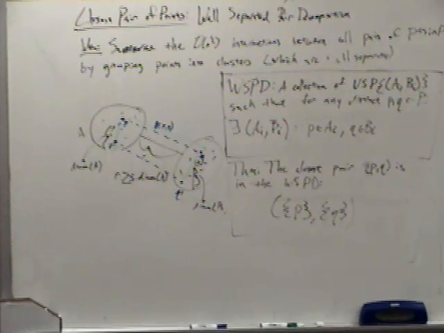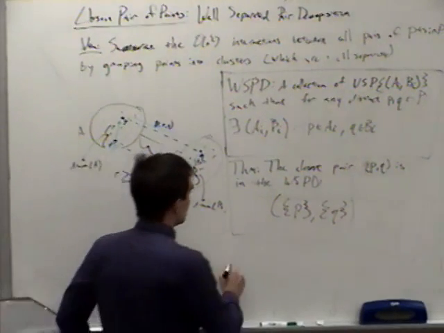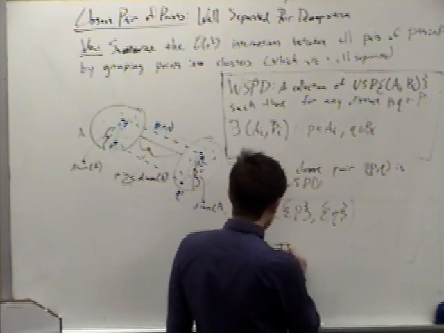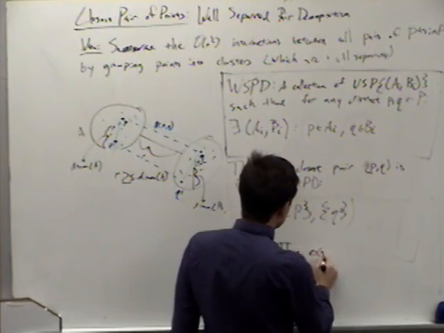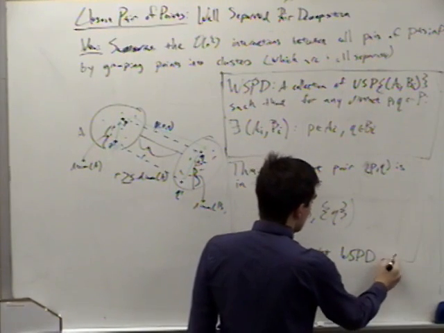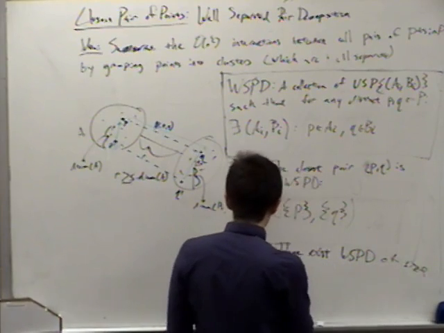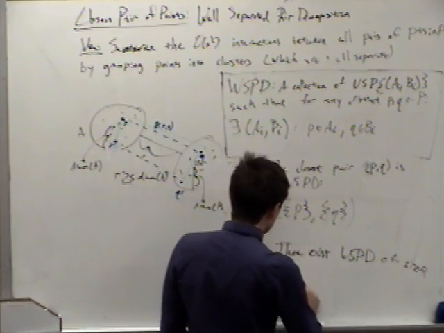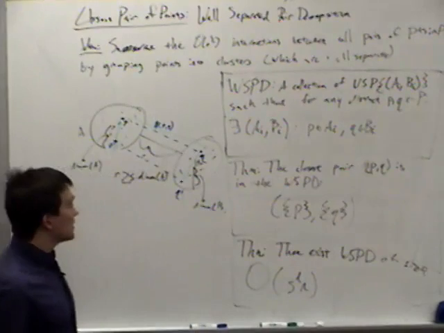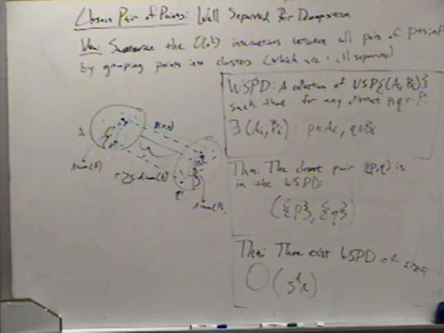However, it turns out that you can build well-separated pair decompositions of size order n. This is the really interesting thing, the more useful theorem: there exist well-separated pair decompositions of size order s to the d times n. So this parameter s determines the size of the decomposition, and it's exponential in the dimension, but for 2D or 3D, who cares?